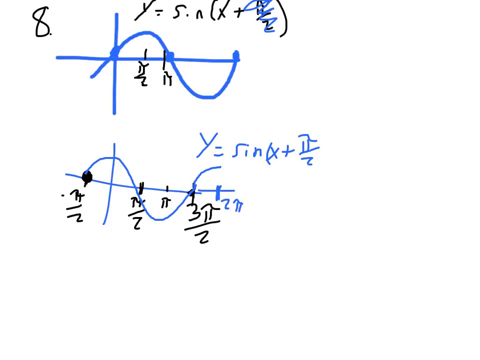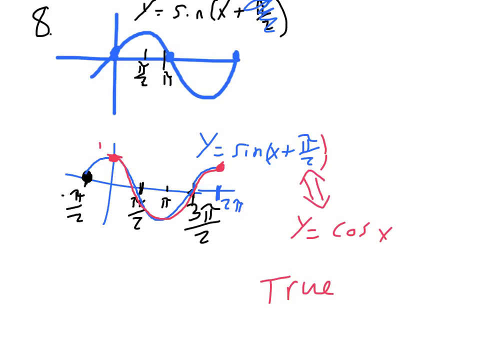But if you think about it, y equals cosine of x is that exact graph. Cosine of x starts in the top, ends in the top, has a period of 2 pi, amplitude of 1, so it's going to be the exact same thing. So number 8 is true. Y equals cosine of x is equal to y equals sine of x plus pi over 2.